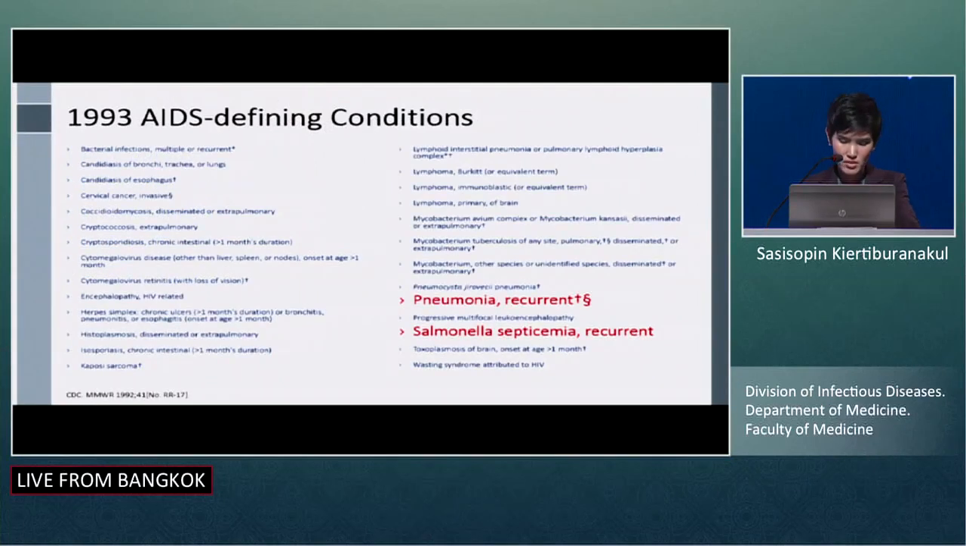You may recognize that this is the 1993 AIDS defining conditions. You can see that we have two bacterial infections listed as AIDS defining illnesses. The first one is recurrent pneumonia, and the second one is recurrent Salmonella septicemia. If you see a patient with recurrent pneumonia and Salmonella septicemia, it means that the patient has very advanced disease or AIDS.